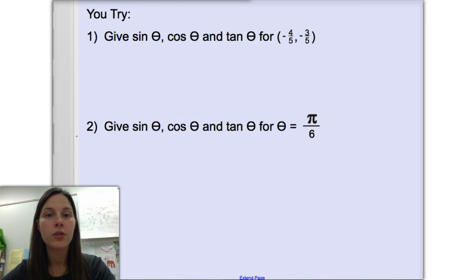A couple of examples for you to try. I thought those last ones might be a little bit challenging, so I didn't put those on the you try, but we can definitely spend some time in class going over those together if you need to.